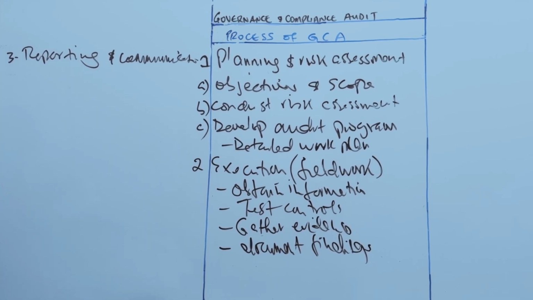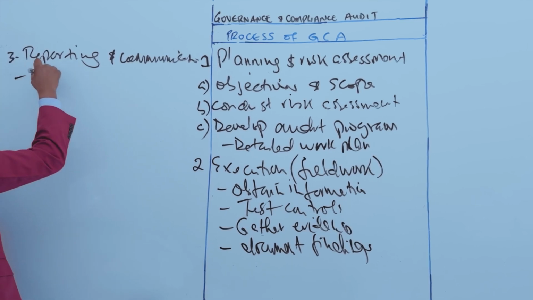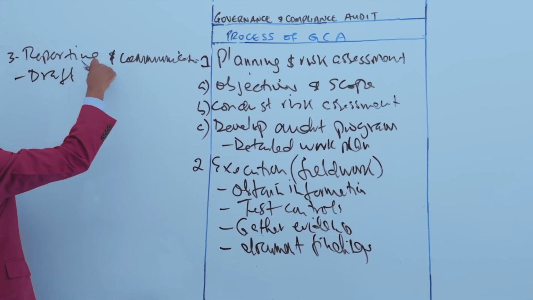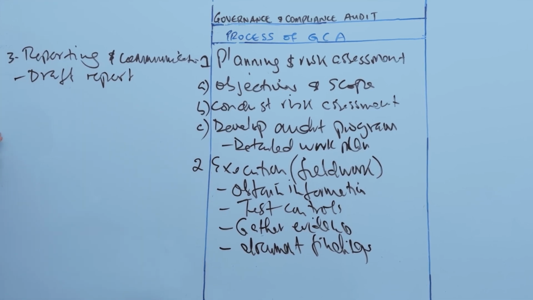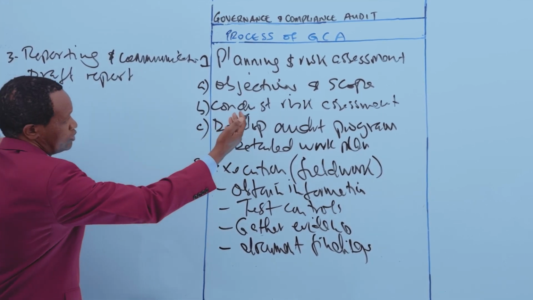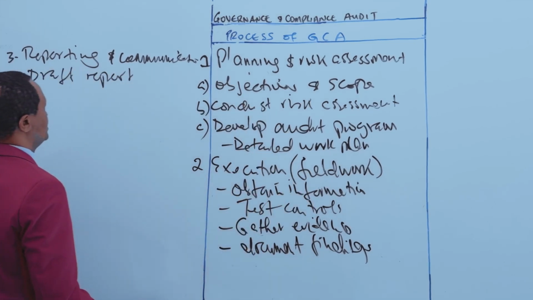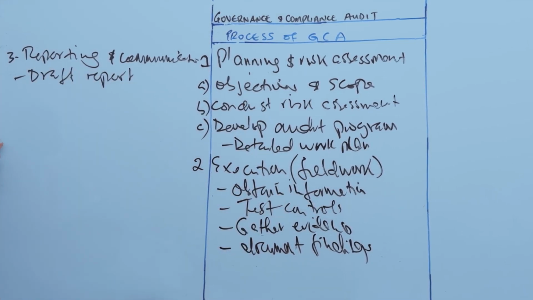You understand? You come up with a draft report. This is not final, but just a draft report, which you then share with the management. You prepare a formal document stating the scope, the objectives, and the findings in the draft report. It includes an executive summary for leadership and detailed findings for process owners.